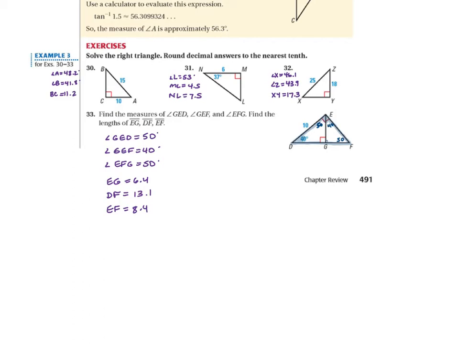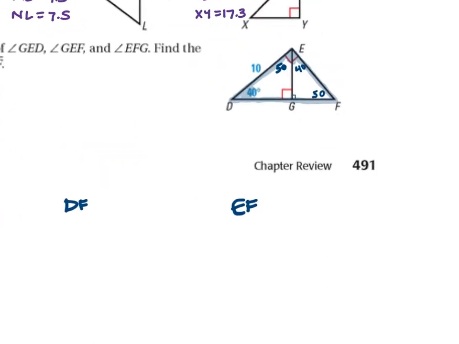Then it says to find which one? Did you get wrong? DF? DF and EF. Okay, so DF comes off of the big triangle, right? So I would use this larger triangle.